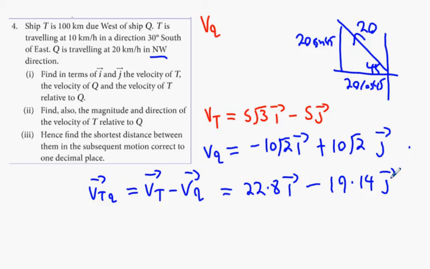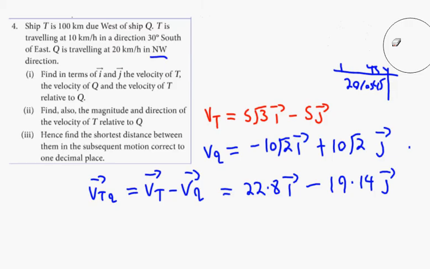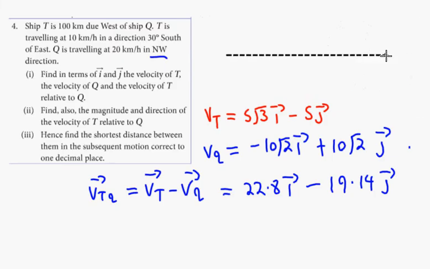Just before we do that, here's what I wanted to get into your head. At the start of the question, this is a distance diagram, not a velocity diagram. You got that? Distance, not velocity at the moment. Which one was west of the other one? Which one's to the left? T is west of Q. What way do we say T is going again? This direction here.